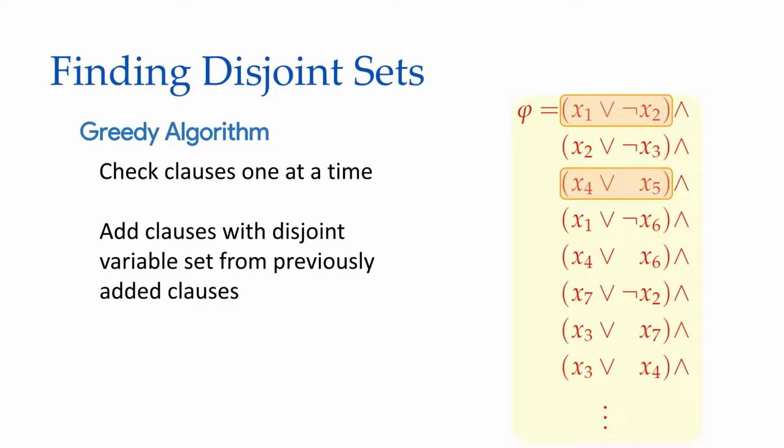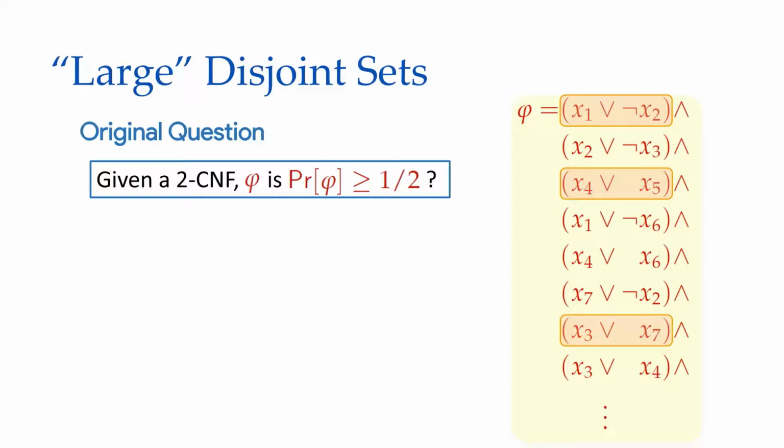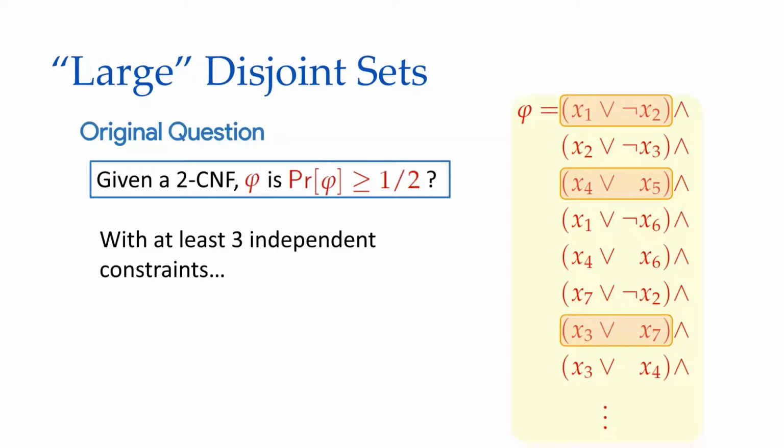We keep doing this, extending the disjoint set by adding clauses which share no variables with previously added clauses. At the end of this process, we've scanned through the entire 2-CNF and we'll have found some maximal set of disjoint clauses in the formula in linear time. After this search, one of two things could happen. First, it could be that we find a large disjoint set. And by large, I just mean a disjoint set with at least 3 clauses. Because if we find 3 independent constraints in the 2-CNF, each of these clauses is satisfied with probability at most 3/4. So the total fraction of satisfying assignments of phi will necessarily be at most (3/4) cubed, which is less than 1/2. So in this case, we already know our formula is a no instance for the majority 2-SAT problem.